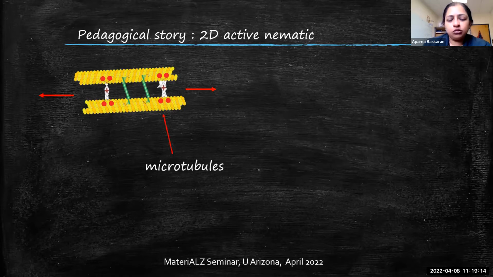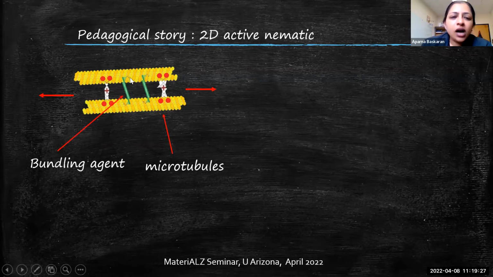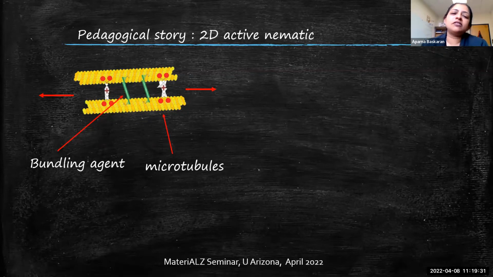There are these microtubules. These are specific polymers that exist in your cells, but for the purposes of our conversation, they are just rods. Then there is a bundling agent. Again, this is PRC1. It's a particular microtubule associated protein. But for our purposes, if two rods come together, they induce an attractive interaction among the rods so that they spend time close to each other. That's all we care about.